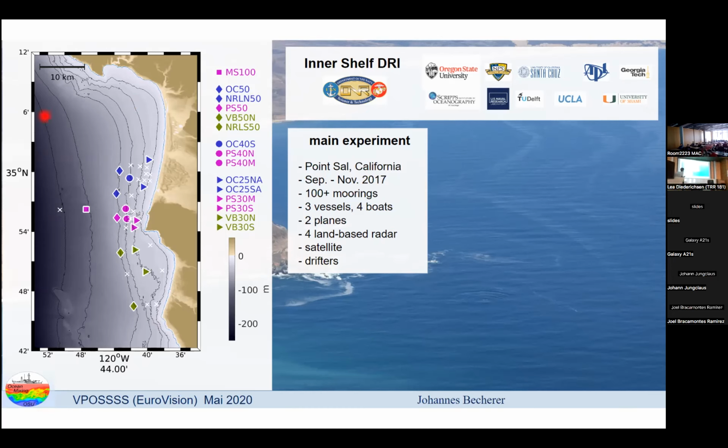So for instance, we had on the order of about 100 moorings with density and velocity, most of them. We had three larger research vessels and four small boats in operation at the same time. We had two airplanes that alternatingly observed the area. We had four land-based radar stations, and we also used satellite and drifter data. So it was lots of information at the same time. It was really nice.